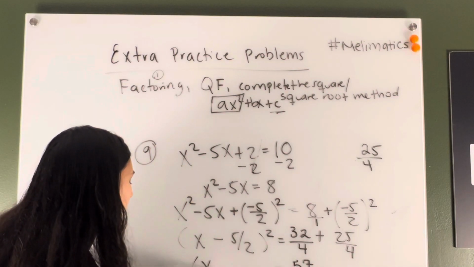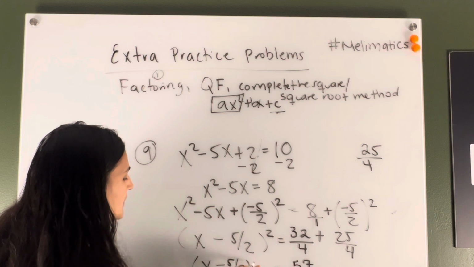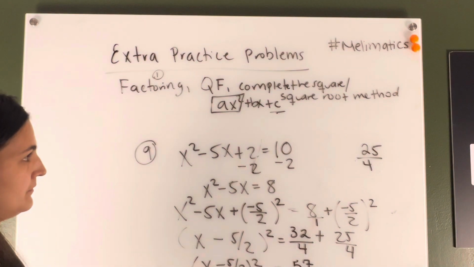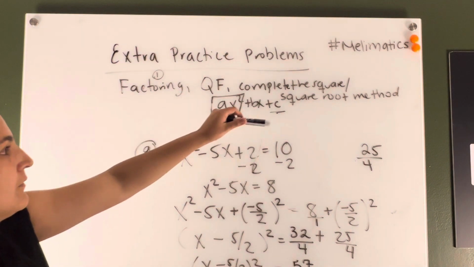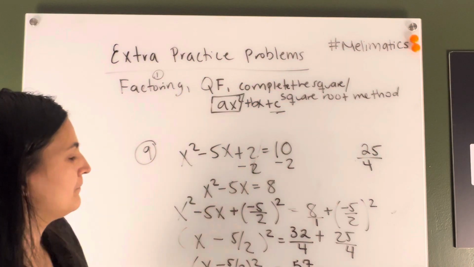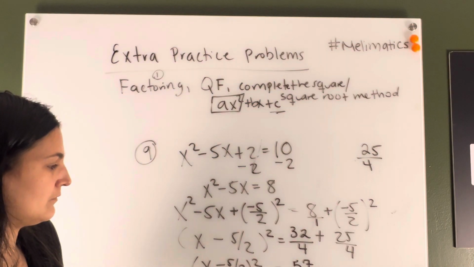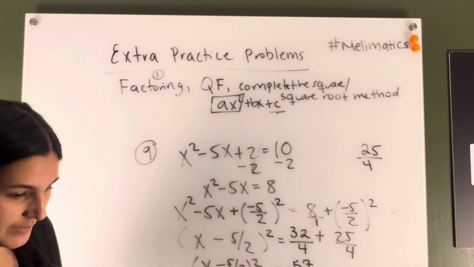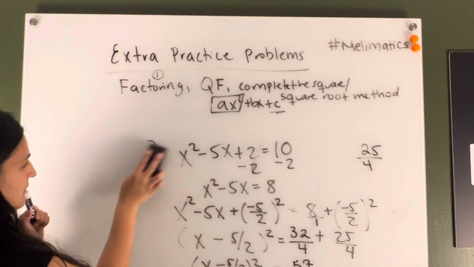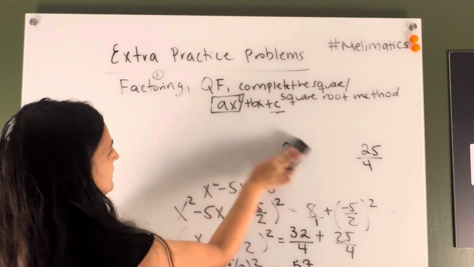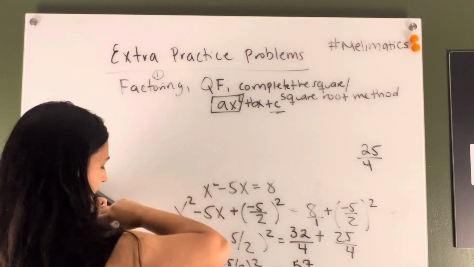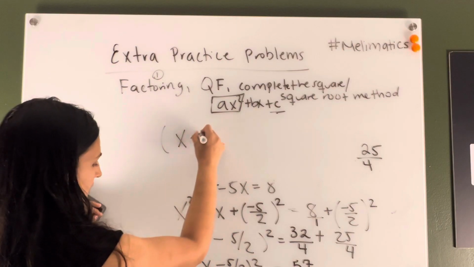Alright, so now what do I get to use? I get to use the square root method, right? Which goes hand in hand with complete the square. Again, you can pause it, you can go back, but I'm going to write it up top so that you can see it better. And I can have more space.